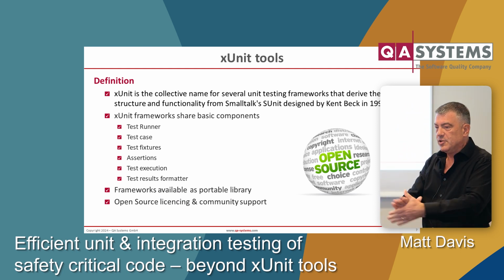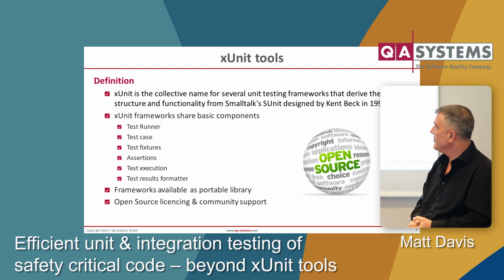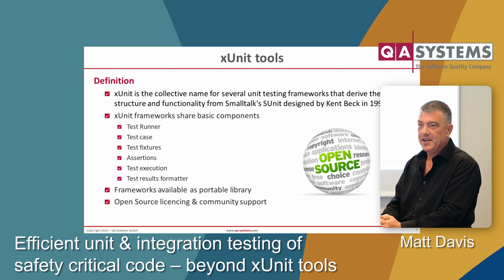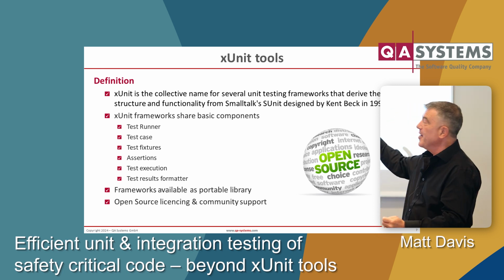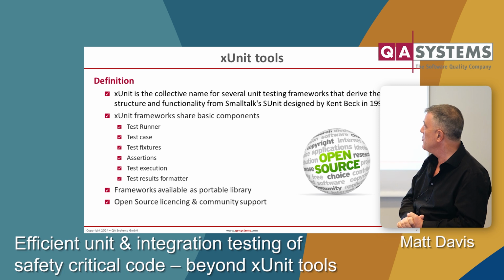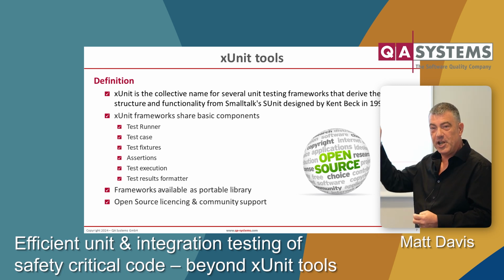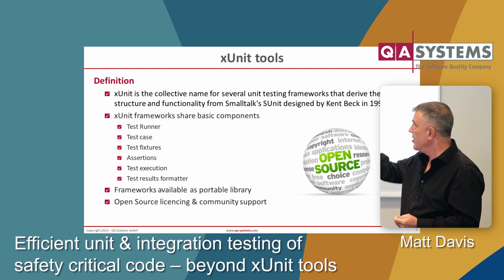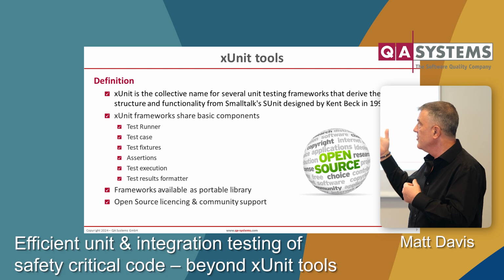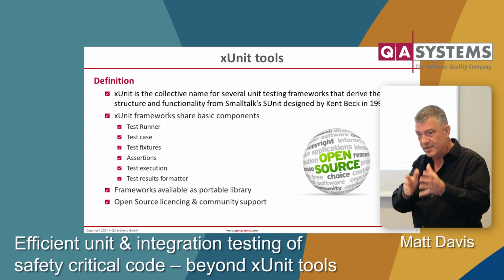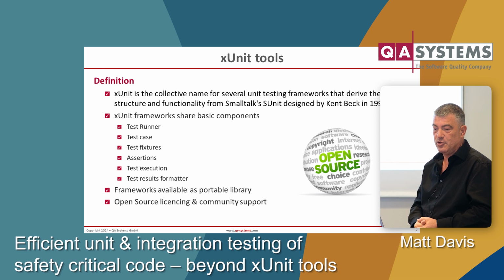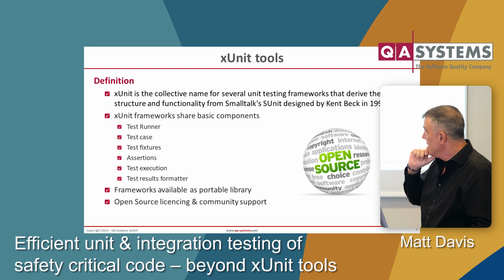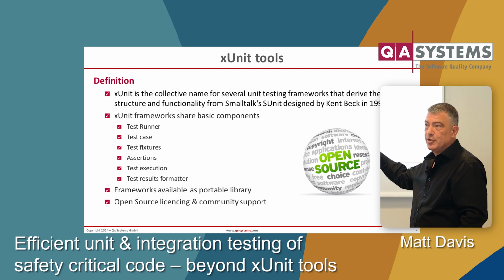So, turning to xUnit tools, what are they? Well, they come from Smalltalk's xUnit design, a long time ago, 1998, after I started selling Cantata, which is more commonly known as the JUnit framework, because JUnit followed xUnit. So the xUnit framework shares some basic concepts: a runner, some cases, test fixtures, the big core bit of it, which is assertions, assert that this is that, a test execution, and a test results formatter, taking the input and providing some form of result. The frameworks are almost always available as a portable library.